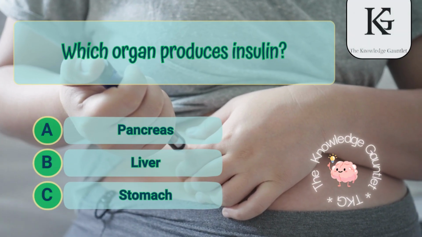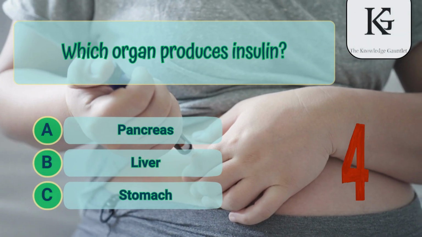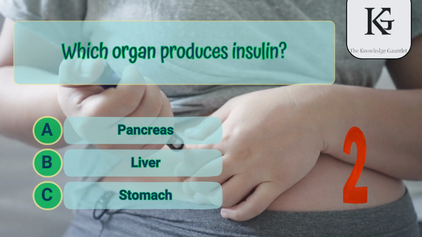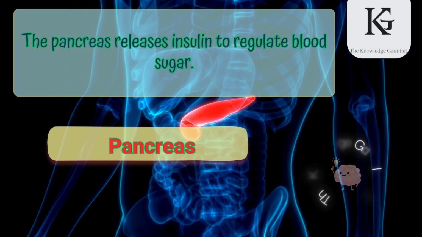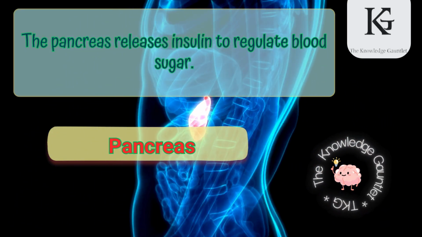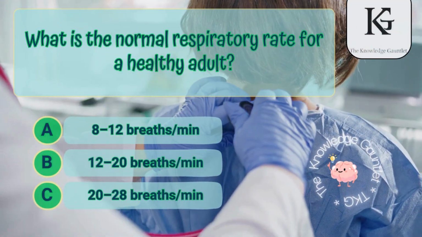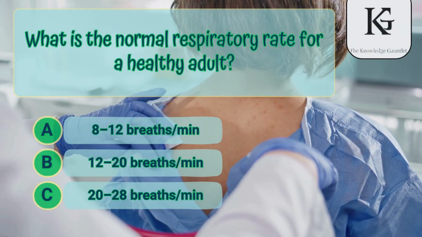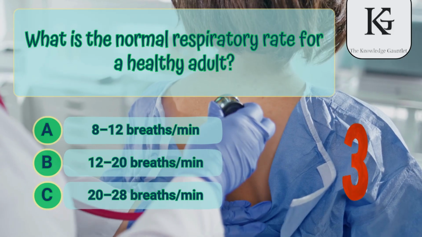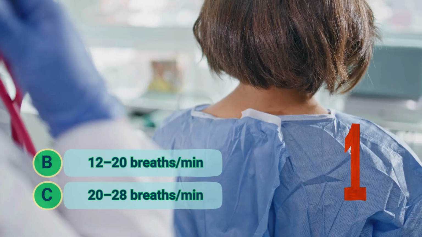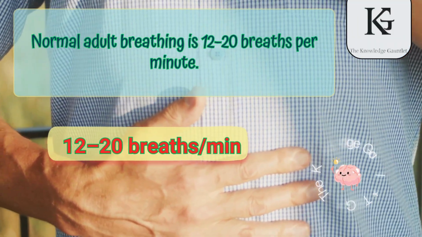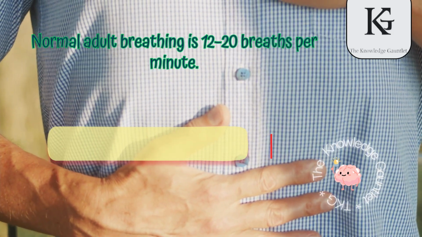Which organ produces insulin? Answer, the pancreas releases insulin to regulate blood sugar. What is the normal respiratory rate for a healthy adult? Answer, normal adult breathing is 12 to 20 breaths per minute.